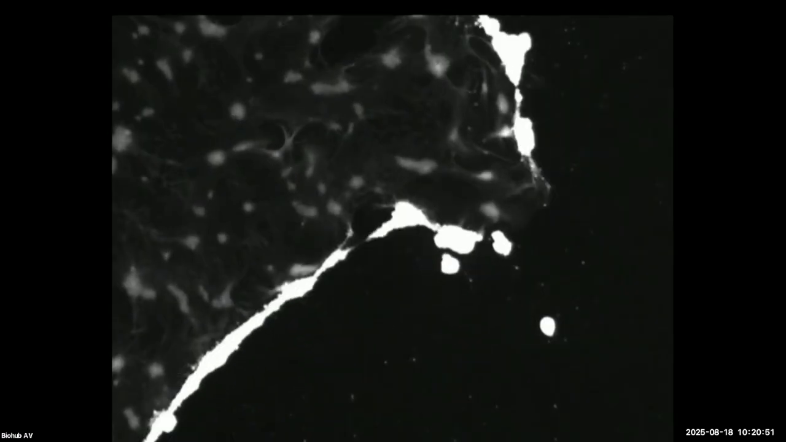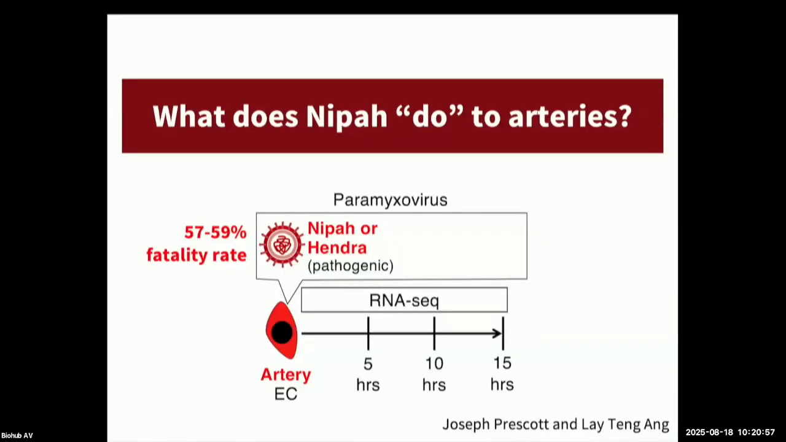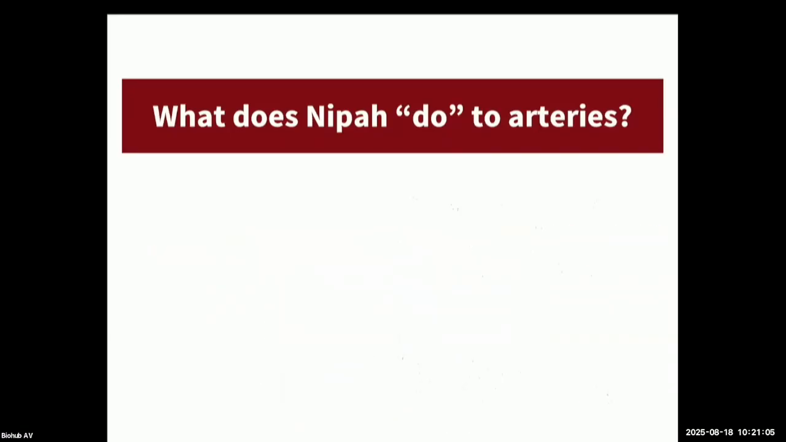So for the people that watched Contagion, I tell people this is what happens in Kate Winslet's arteries. Of course, she doesn't make it to the end of the movie. So in the last few minutes, I just close on the cell biological effects of what Nipah does to arteries. So we infected arteries with Nipah, or as a control Sendai virus.